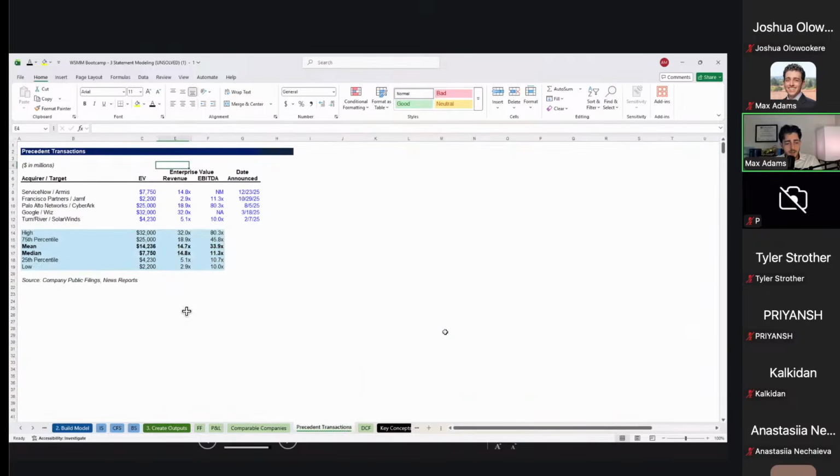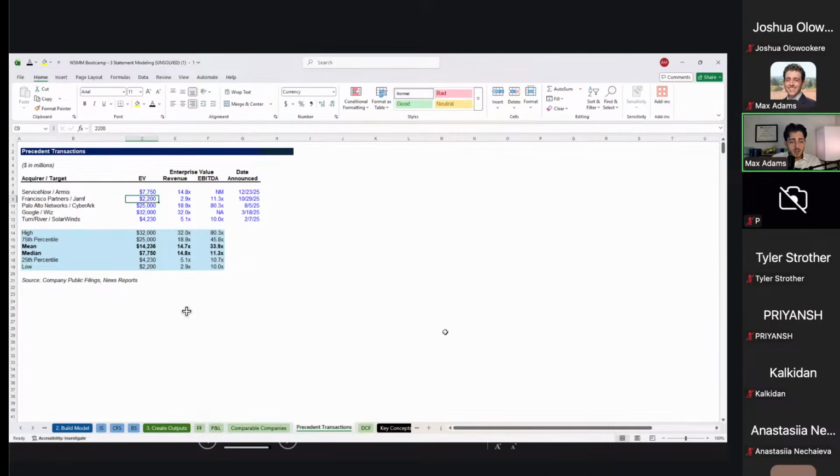So precedents here is a much shorter list. That's because there just aren't as many transactions that are relevant to a company like SentinelOne of scale. And there's only so many deals that get done every year. So what we've got here is half a dozen of these right now: ServiceNow, Armis, Francisco Partners, Jamf, Palo Alto Networks, CyberArk, Google Wiz, Thoma Bravo, SolarWinds. So let's look at each of these deals in turn.